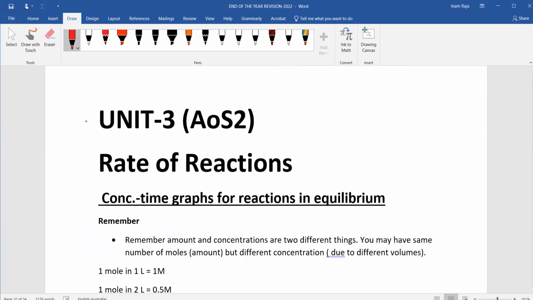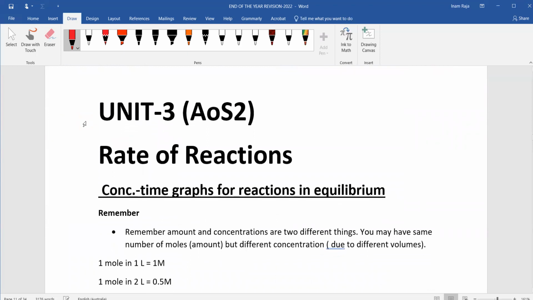All right, rate of reaction. This is now Unit 3, Area of Study 2.